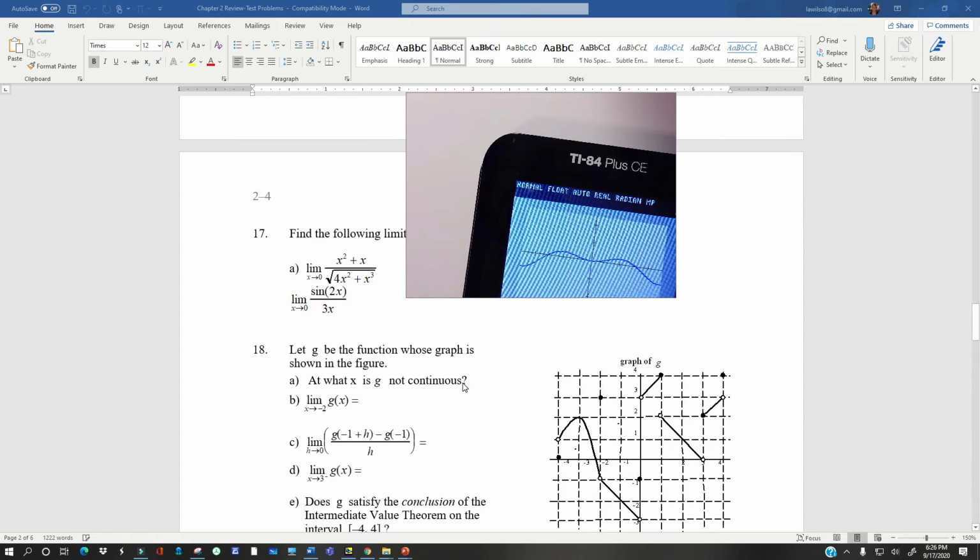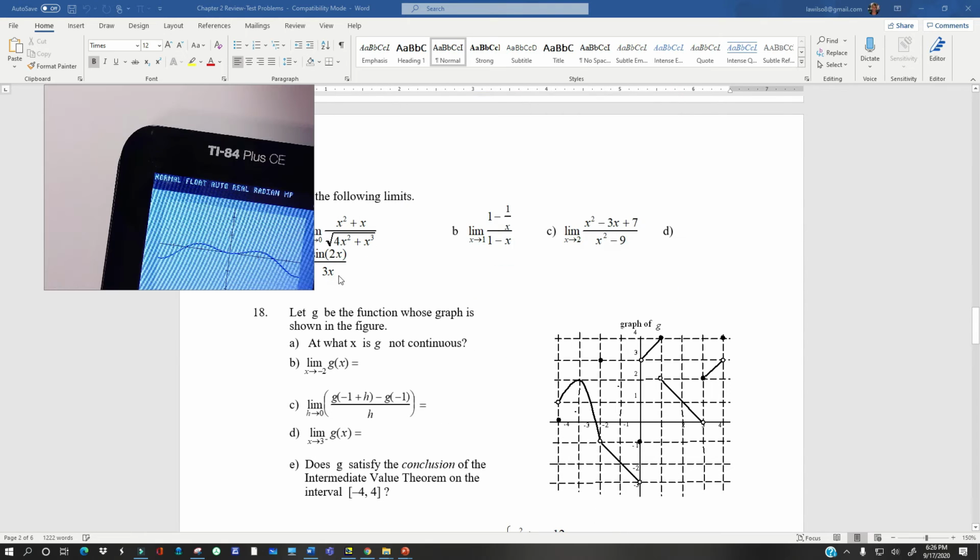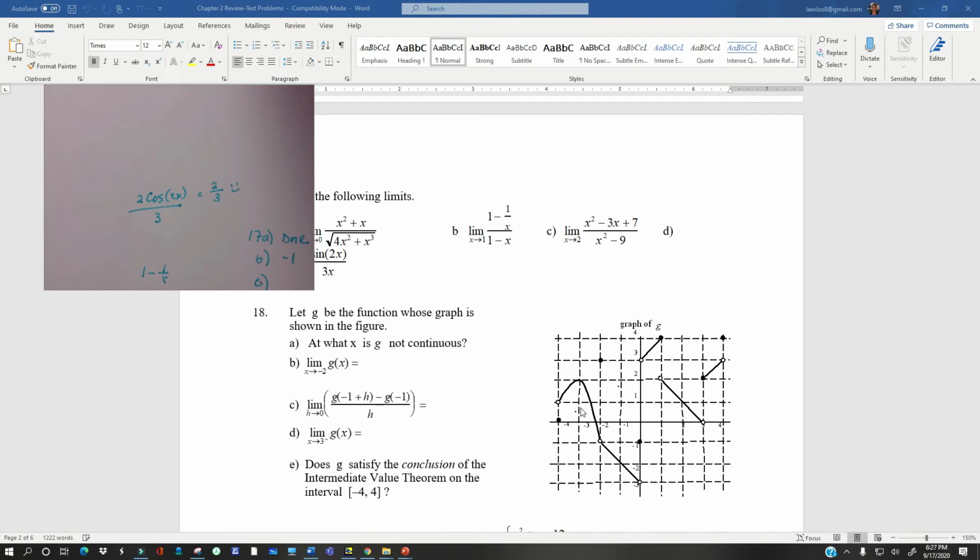Okay, so since we've got a graph here, I'm going to move this out of the way, and I'll just use my cursor to point. And if I need to write something, I will on the paper. So number 18, it says, let G be a function whose graph is shown below. So this is the graph of G. At what x is G not continuous? In other words, where there's going to be breaks or weirdness, right? Well, G is not going to be continuous at x is equal to -4. Why?